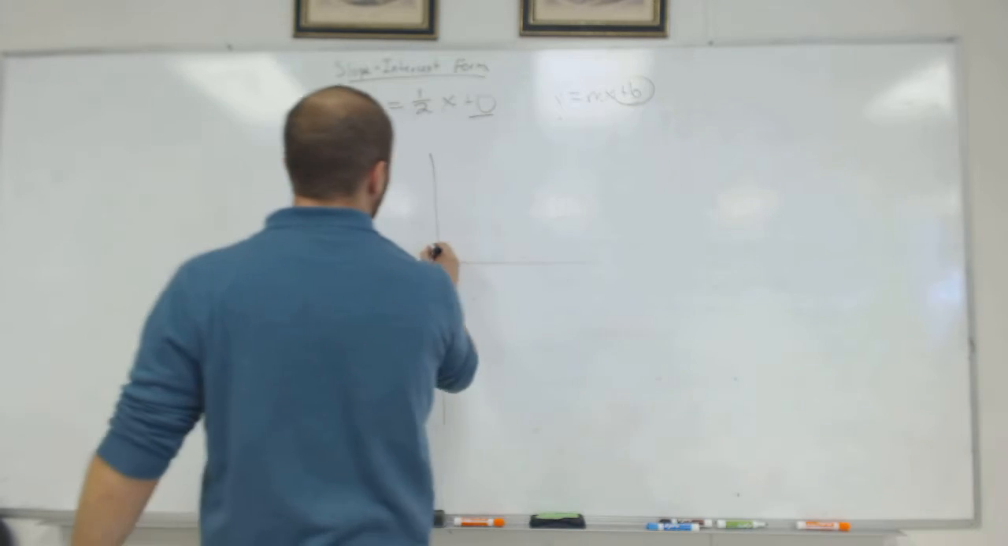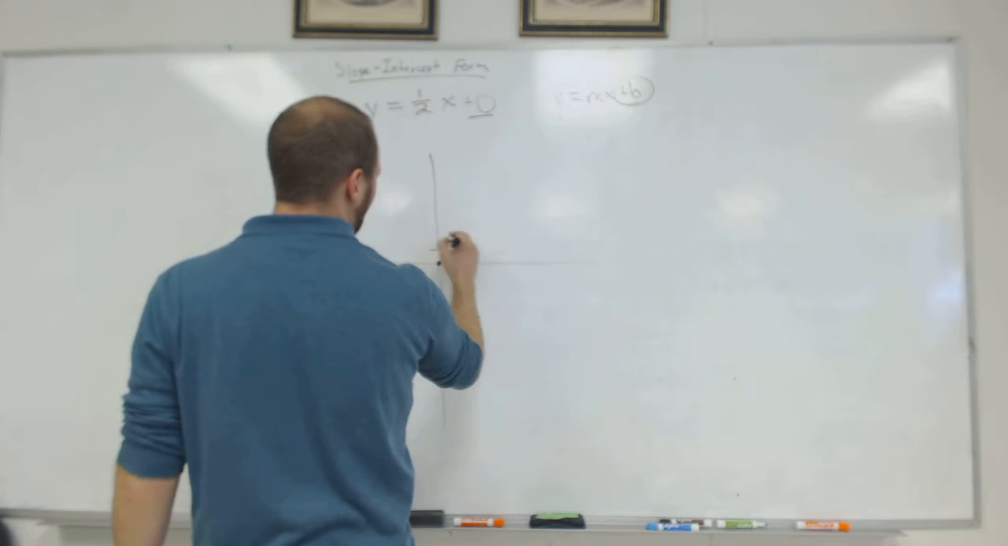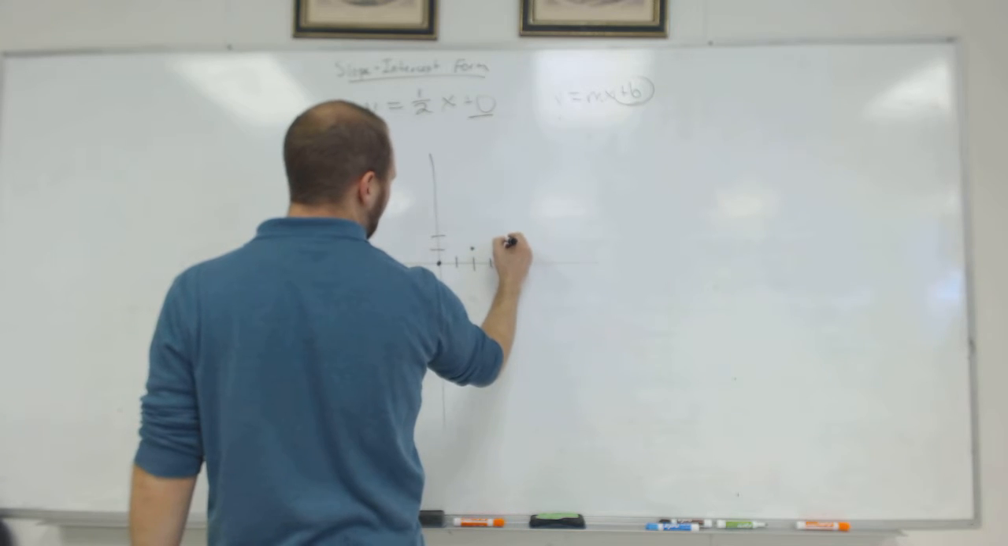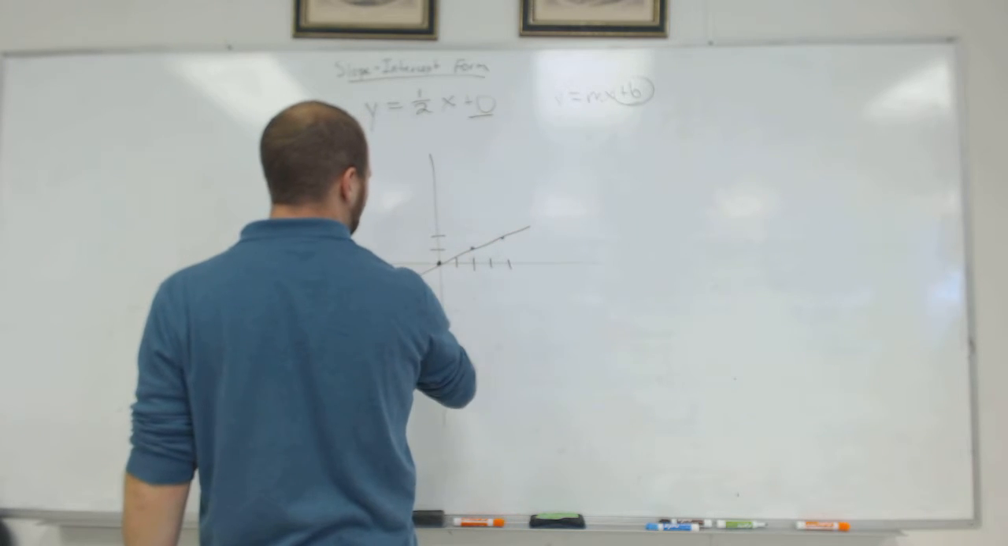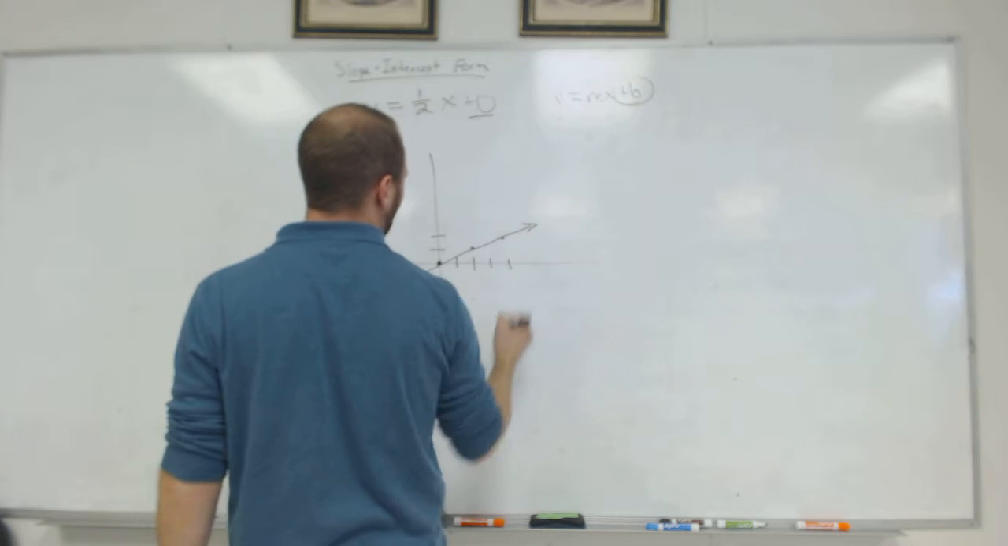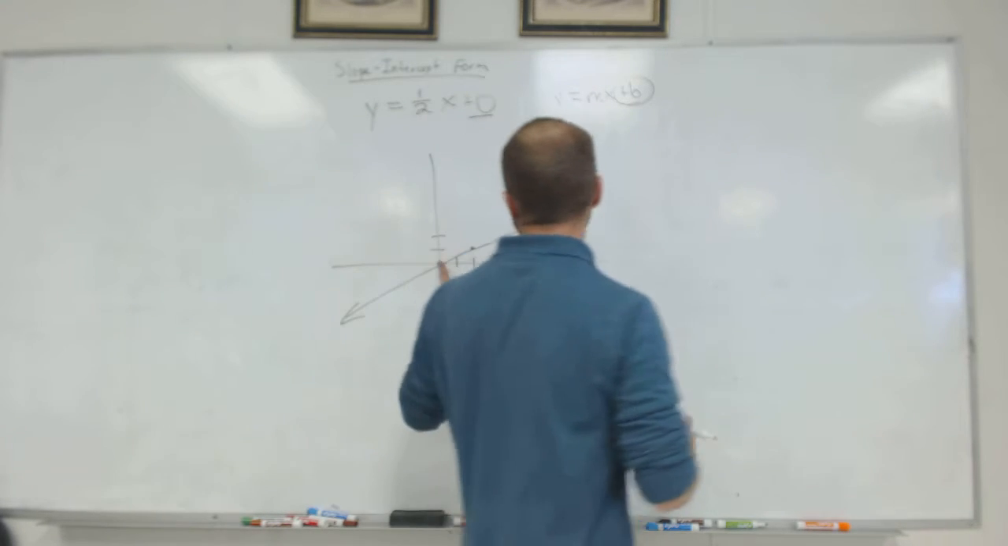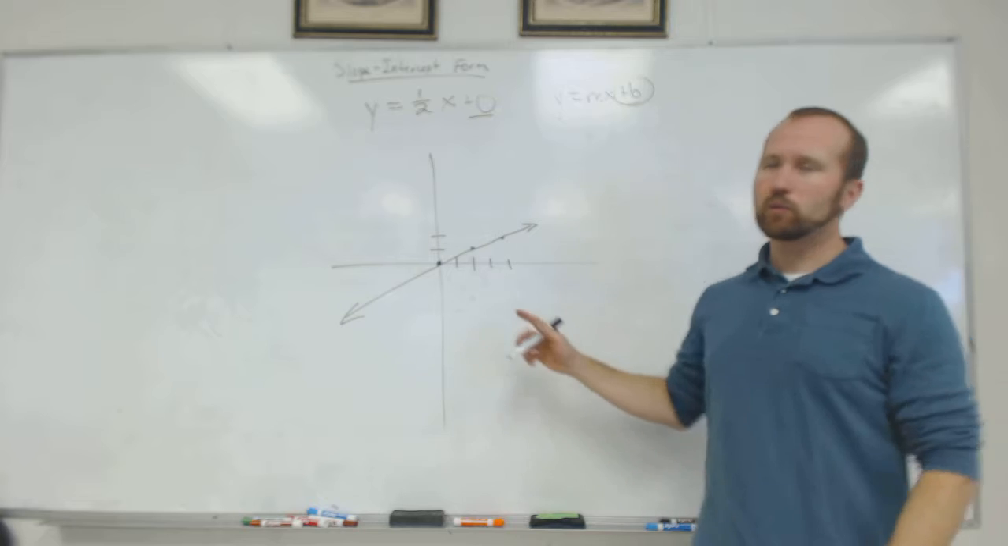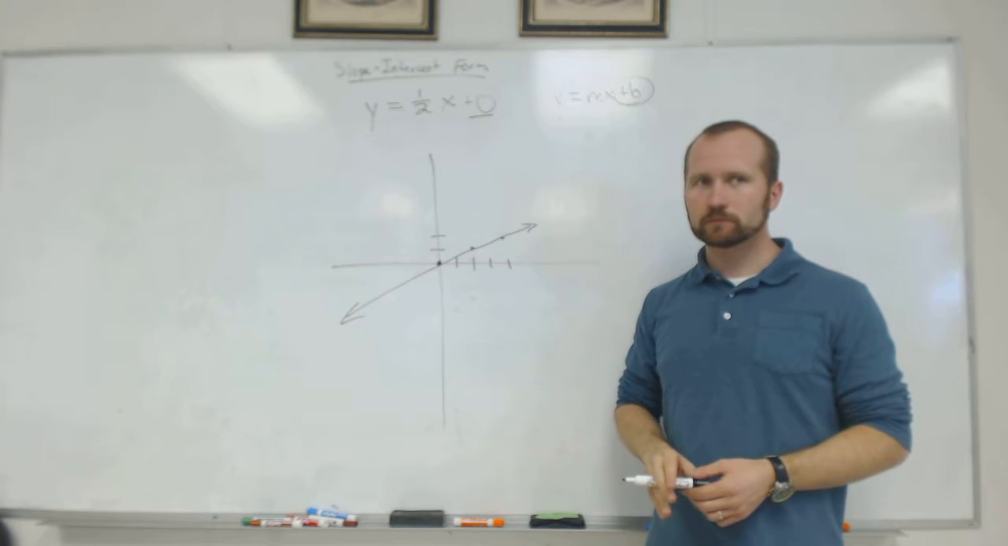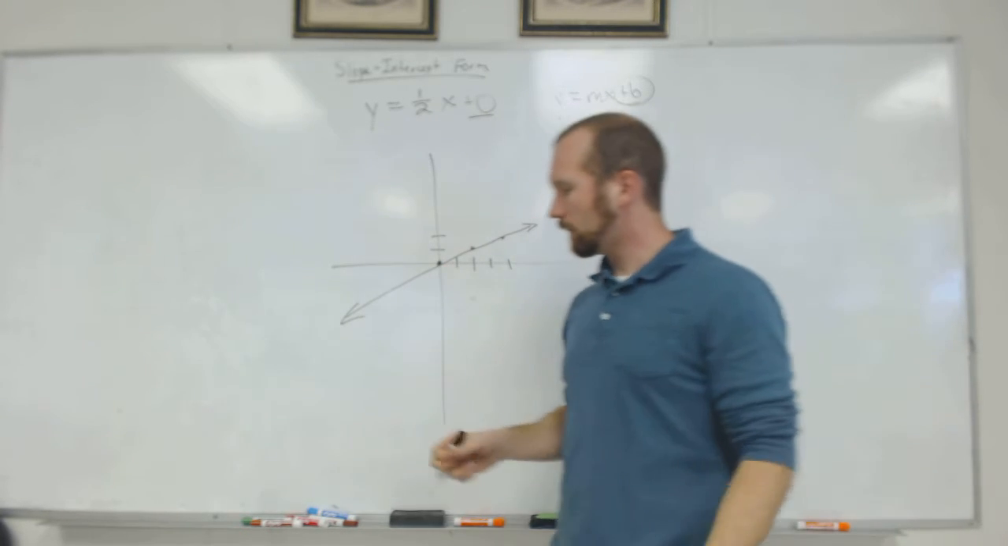And then I'm going to go up 1 over 2. Up 1 over 2. And I've got this gradual line going right through the origin. The origin is the name that we give to that point 0, 0 right at the middle.